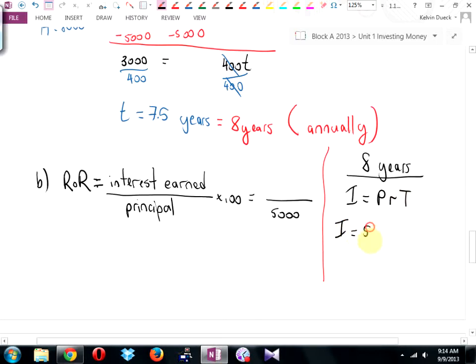The interest is going to be 5,000 times 0.08 times 8 years. How much interest will that be? $3,200?